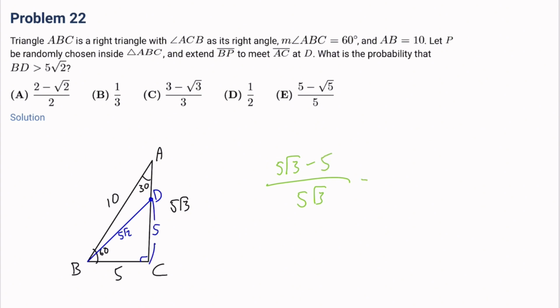Right, so that's 5. And if we divide by 5, that gives us root 3 minus 1 over root 3. If we multiply the numerator and the denominator by root 3, that gives us 3 minus root 3 over 3. And so this is our answer.